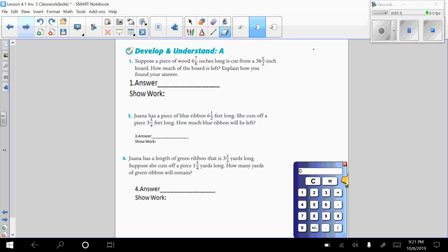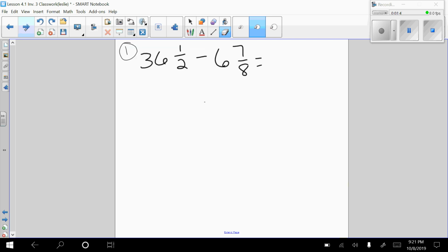Here, let's look at some more. Suppose a piece of wood 6 7/8 inches long is cut from a 36 1/2 inch board. How much of the board is left? Well, let's go ahead and set up our problem. I'm going to switch pages just so I have more room. Here is my problem, 36 1/2 minus 6 7/8. First, let's find our common denominator. Well, we know 2 is a factor of 8, so that can be our common denominator. So let's go ahead and rewrite these.